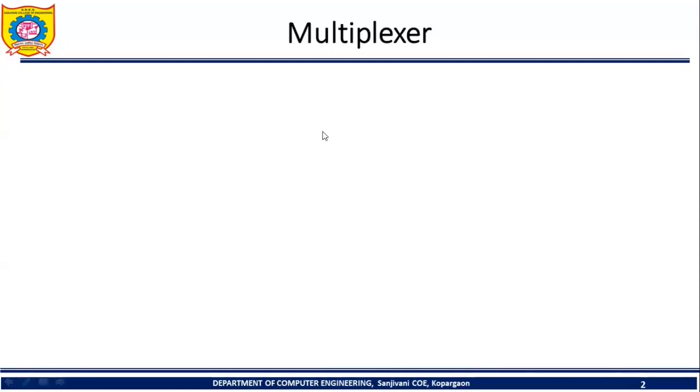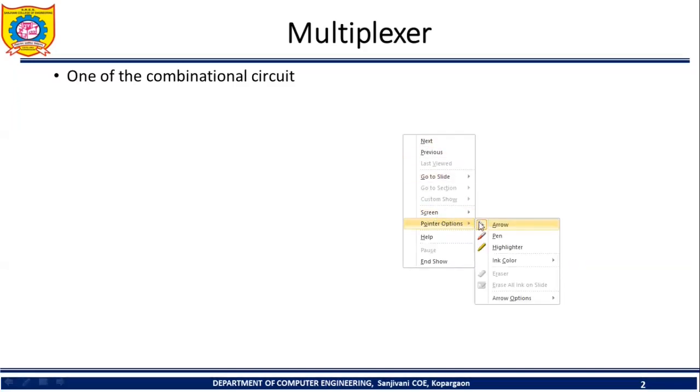Welcome everybody. The objective of this lecture is to understand what is multiplexer. So let's start. What is multiplexer? It is one of the combinational circuit. Already you know what is meant by combinational circuit.